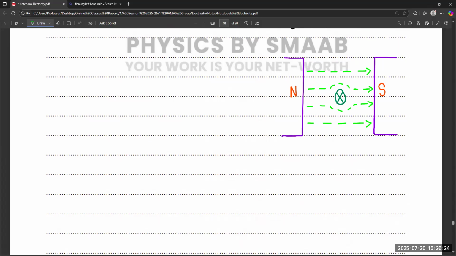So in this way, we can also identify the direction of the force, because in this scenario, the magnetic field line is passing from left to right, and the direction of current is into the paper.